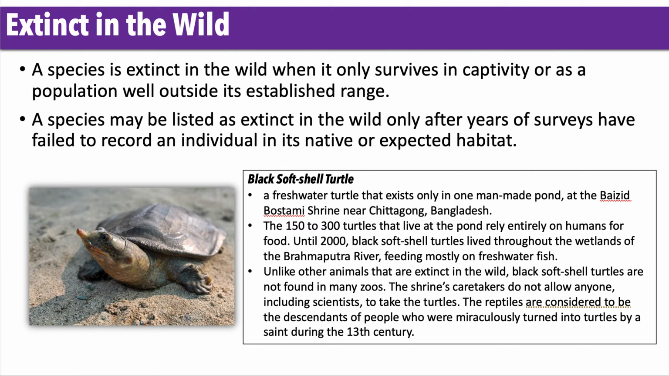Until the year 2000, the black soft-shelled turtles lived throughout the wetlands of the Brahmaputra, I know that's pronounced incorrectly, river, feeding mostly on freshwater fish. Unlike other animals that are extinct in the wild, the black soft-shelled turtles are not found in many zoos. The shrine's caretakers do not allow anyone, including scientists, to take the turtles. The reptiles are considered to be descendants of the people who were miraculously turned into turtles by the saint during the 13th century.